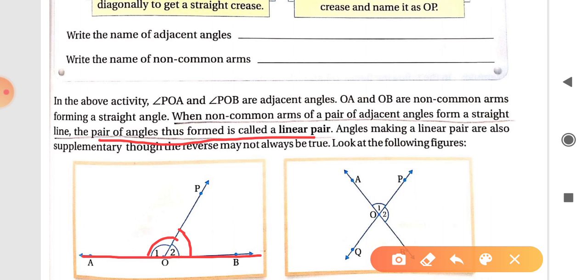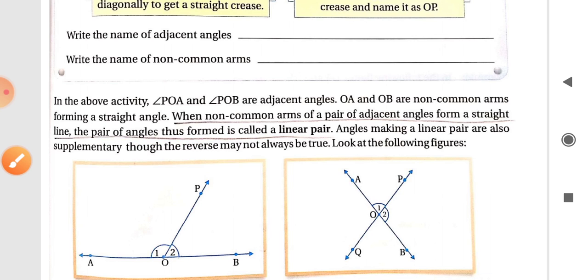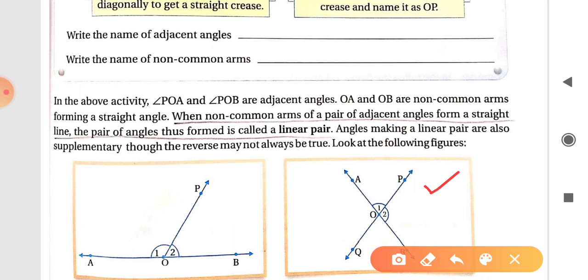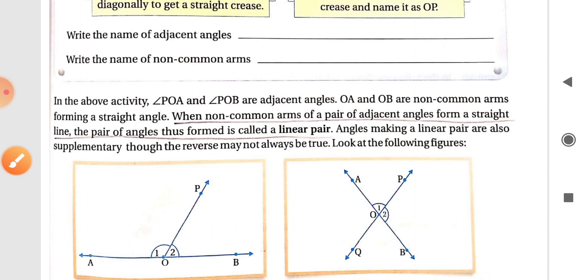A linear pair is formed by angles which are adjacent and supplementary. So angle 1 plus angle 2 is 180 degrees, and angle 1 and angle 2 form a linear pair. Similarly, in this figure, angle 1 and angle 2 form a linear pair because they are adjacent and supplementary, and their non-common arms, that is OA and OB, form a straight line.